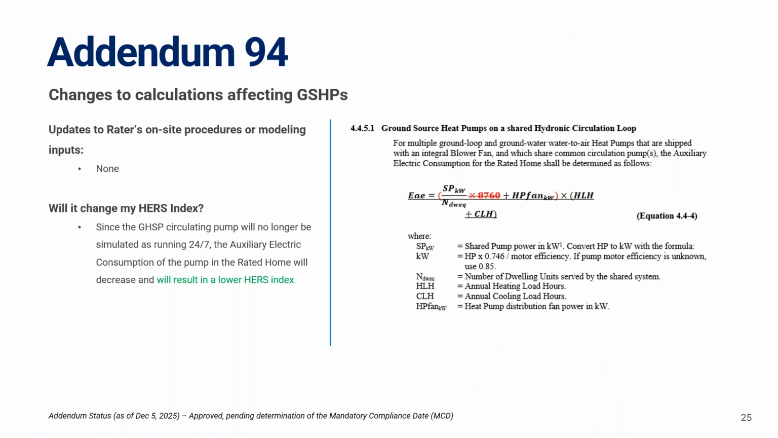Addendum 94, another relatively simple one, doesn't change or impact the rater's on-site procedure at all. What was discovered is that there's an assumption in the calculations for ground source heat pump hydronic circulation loop pumps that assumed that they were operating year round. And so what this does is modify that so that the pump is only operating when there's a heating or cooling load that's being met by that ground source heat pump.